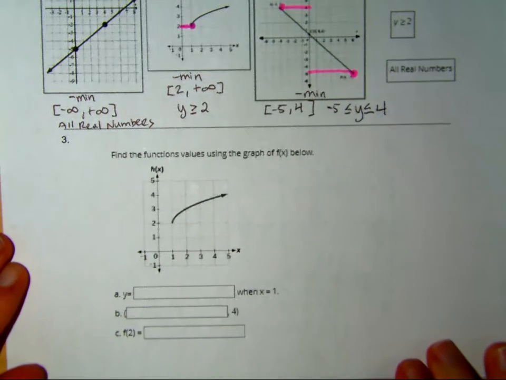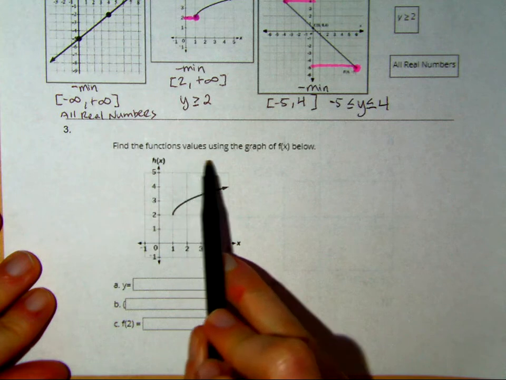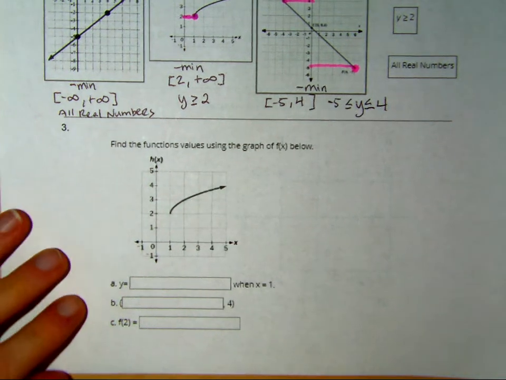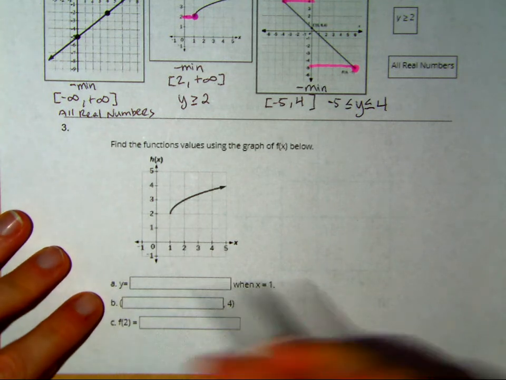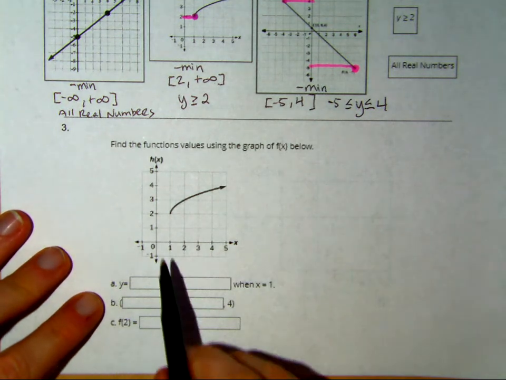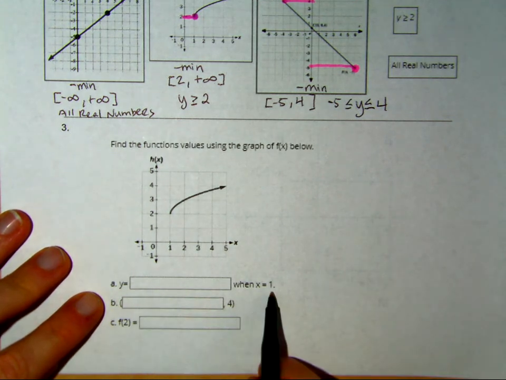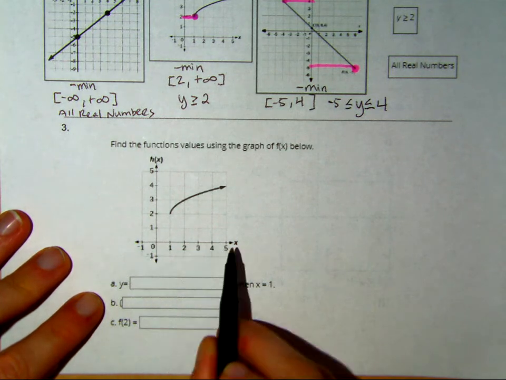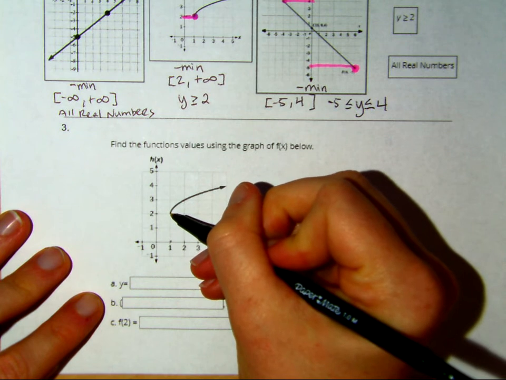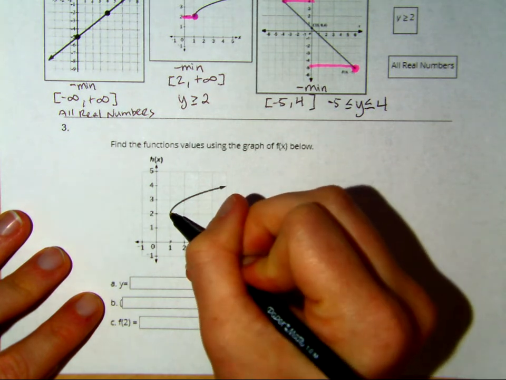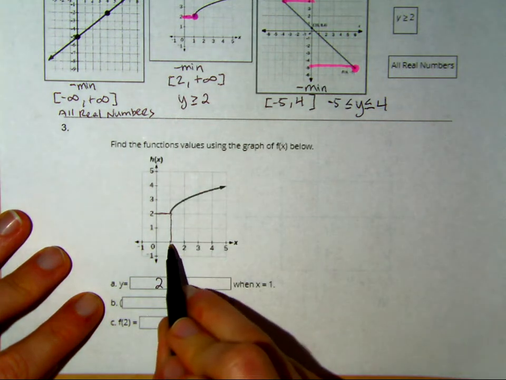Okay, so now we're going to go ahead and move on to number 3. So number 3 asks, find the function's values using the graph of f of x below. Okay, so we have A, B, and C. So it's just asking us to find basically the coordinate pair. So what is our y value when x equals 1? Well, here's our x-axis. X equals 1 right here. So if we scroll up to our graph, right here we hit our graph and we know that our y value is 2.